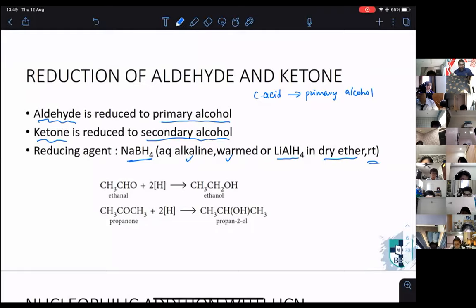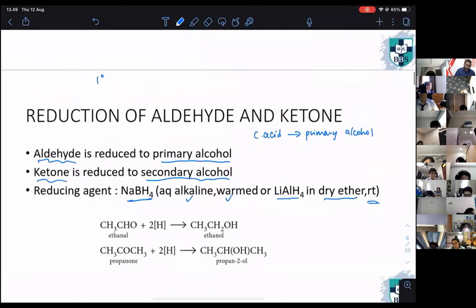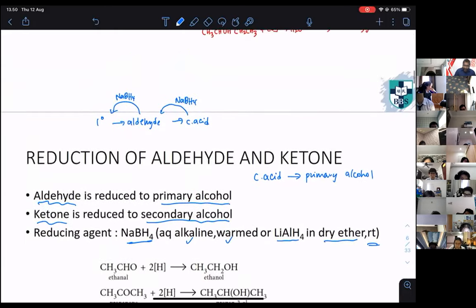Now, I have taught you this when I was teaching you about carboxylic acid, because if you look at this situation, primary alcohol changes into aldehyde, then aldehyde changes into carboxylic acid. If you just want to jump from here, one step to here, it's okay. You can use NaBH4. It's a mild reducing agent. NaBH4, alkaline, and you warm them. But if you want to skip from carboxylic acid and straight away form a primary alcohol, you require a strong reducing agent. You cannot use NaBH4 over here to change carboxylic acid to become primary alcohol.